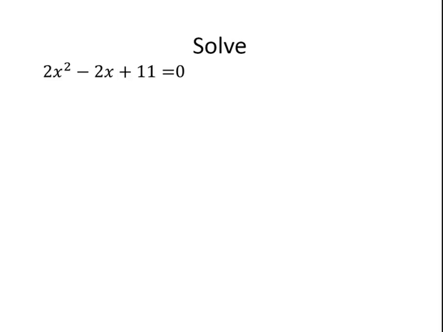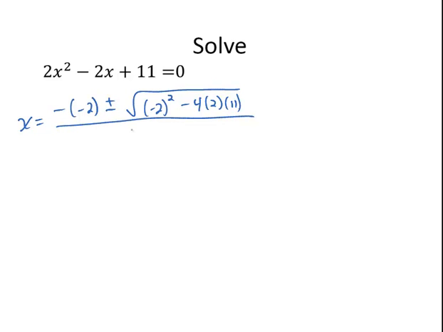One more exercise. Here we are asked to solve 2x squared minus 2x plus 11 is equal to 0. Well, this is quadratic, and it's in standard form, so let's apply the quadratic formula. So x would equal the opposite of negative 2 plus or minus the square root of negative 2 squared minus 4 by 2 by 11, all divided by 2 times 2.